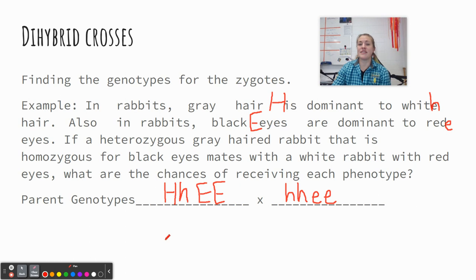What are the chances of receiving each phenotype? So what it's asking is, what are the chances I'm going to get a gray rabbit with red eyes, a gray rabbit with black eyes, a white rabbit with black eyes, and a white rabbit with red eyes if I mate these 2 rabbits together? Okay.